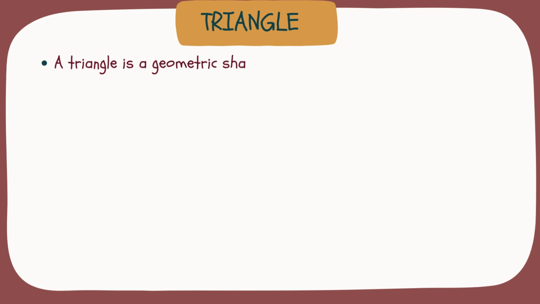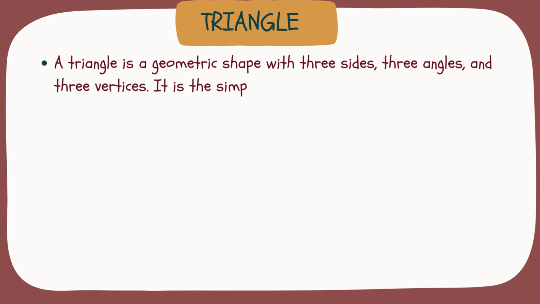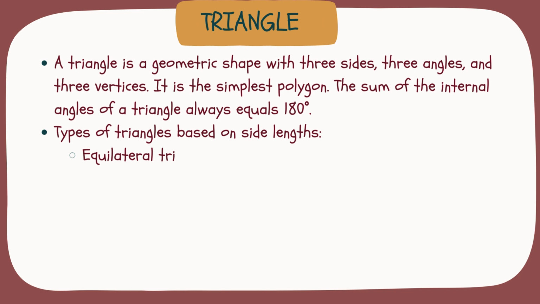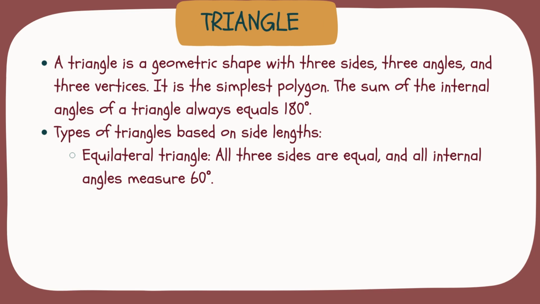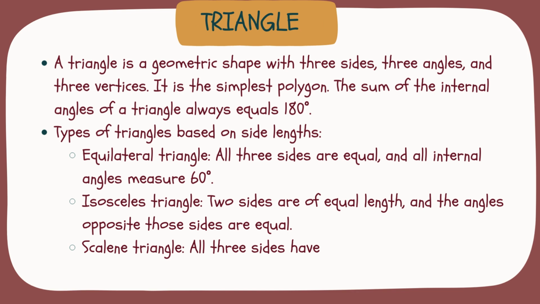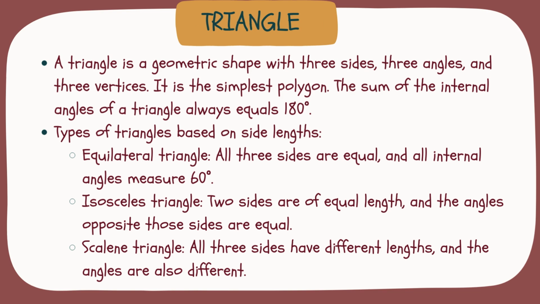Triangle. A triangle is a geometric shape with 3 sides, 3 angles, and 3 vertices. It is the simplest polygon. The sum of the internal angles of a triangle always equals 180 degrees. Types of triangles based on side lengths. Equilateral triangle. All 3 sides are equal, and all internal angles measure 60 degrees. Isosceles triangle. 2 sides are of equal length, and the angles opposite those sides are equal. Scalene triangle. All 3 sides have different lengths, and the angles are also different.